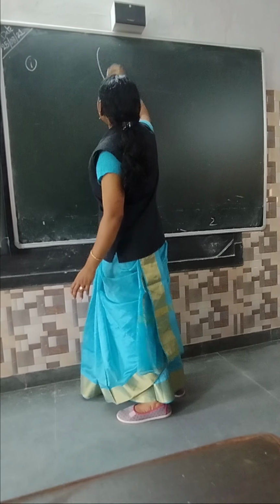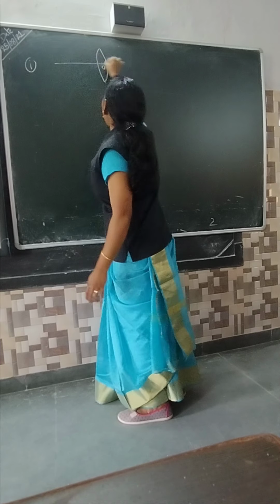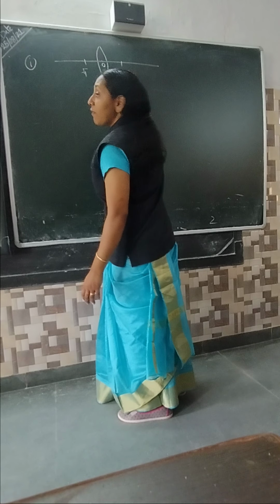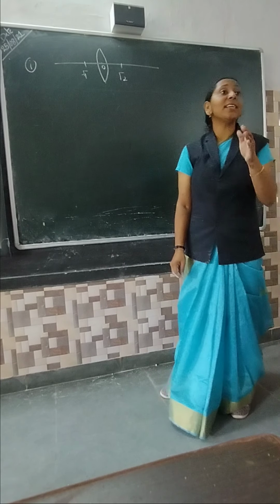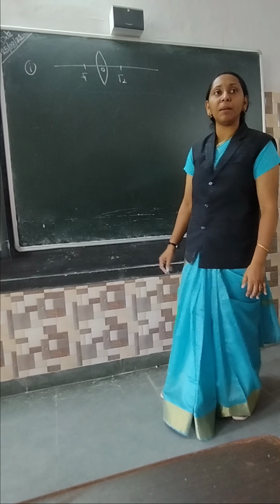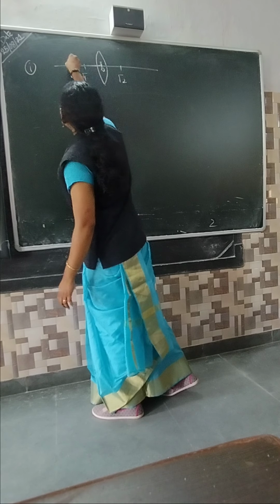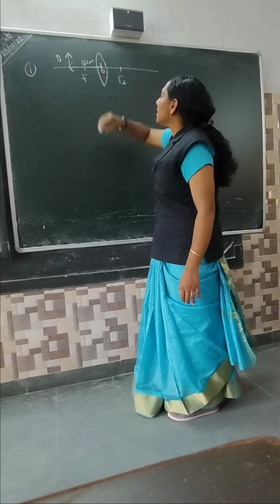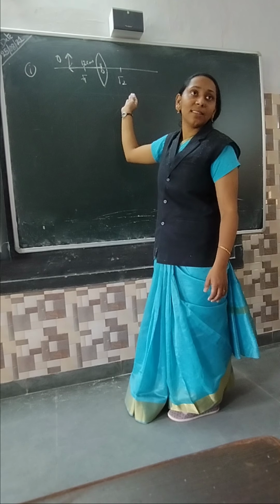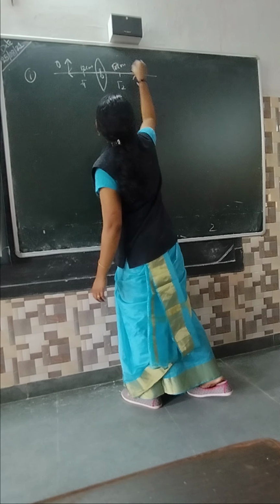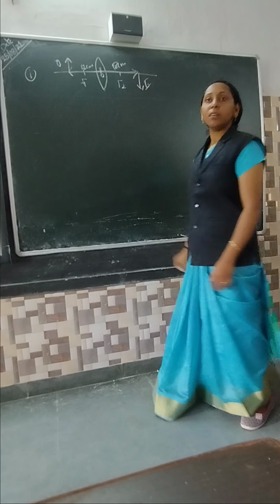I draw a convex lens. Optical center, principal axis. Which lens focus is this? Primary focus F1, secondary focus F2. So the object distance is given from the lens, 12 cm, right? So measurement starts from the optical center, 12 cm, that is your object. Then the image is on the other side of the lens, 18 cm from the optical center, that is the distance of your image. This is the given data.